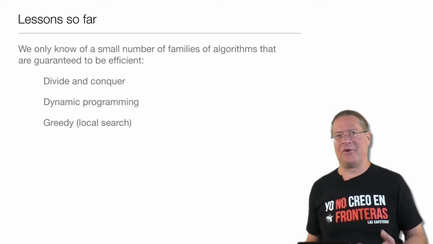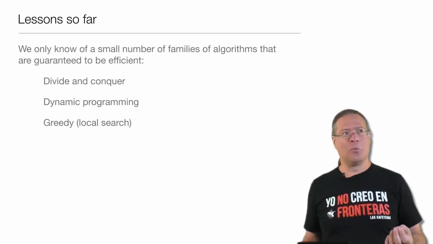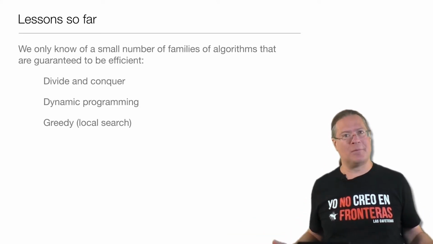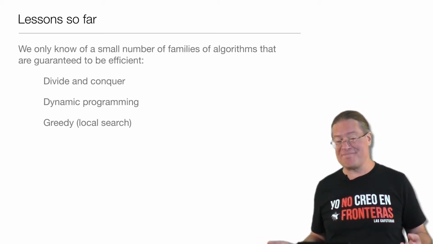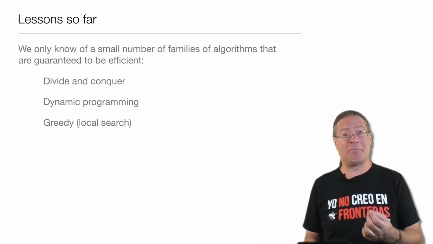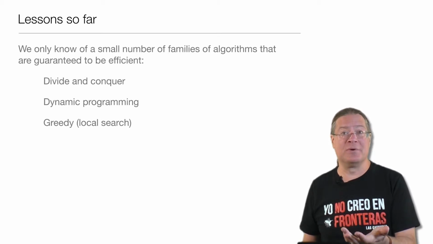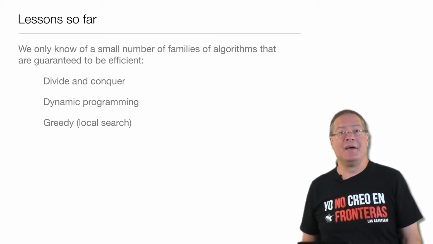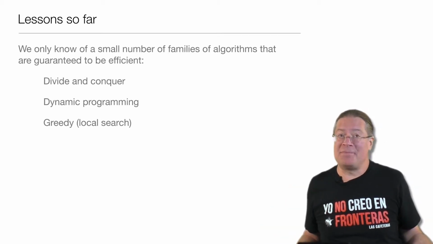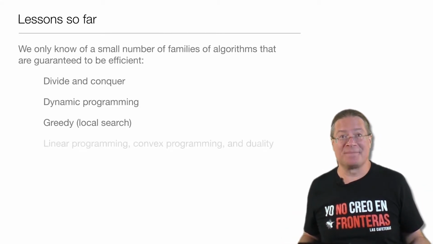Greedy algorithms, also known as local search, work when the landscape of the problem is simple, so that no matter where you start, as long as you repeatedly make some improvement, you'll reach the top, you'll reach the global optimum. But if the landscape is bumpy, this just doesn't work.